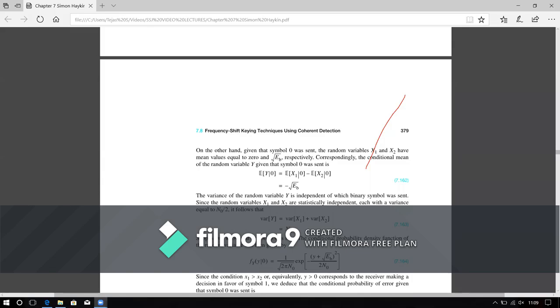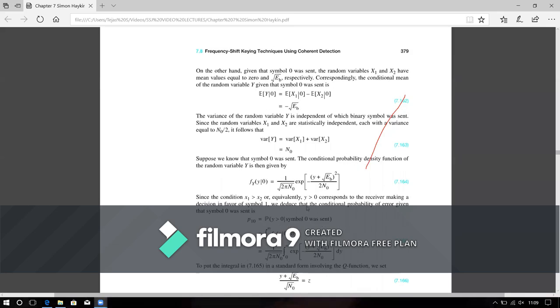Now let us take the conditional PDF of the random variable y, assuming that symbol 0 was transmitted. This formula I have taken from module 2 where we had studied the conditional PDF. Let me consider the condition x1 greater than x2, or equivalently y greater than 0, which corresponds to the receiver making a decision in favor of symbol 1. So what happens here is P10, that is, symbol 0 was sent but the decision is taken in favor of symbol 1.